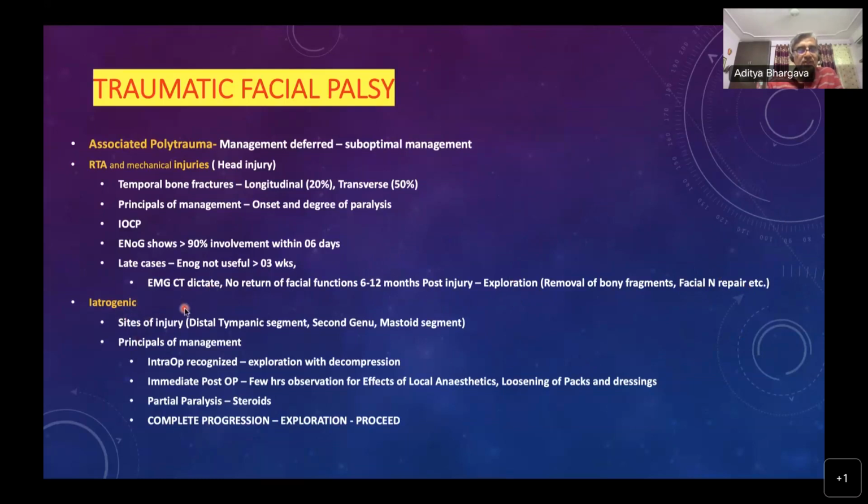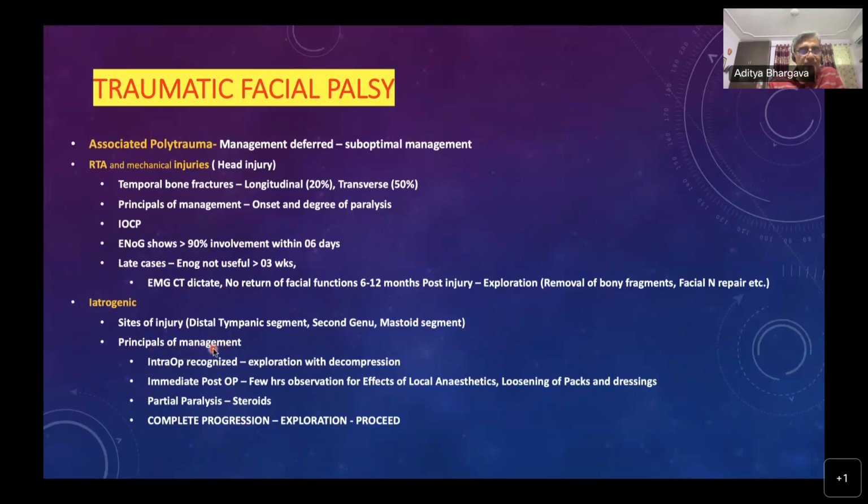Iatrogenic facial nerve paralysis. Suppose we are operating for modified radical mastoidectomy or any other ear surgery, and we find that the facial nerve gets injured or there is a paralysis. Then what are the sites of injury? The distal tympanic segment, that is the distal tympanic horizontal segment, the second genu, and the mastoid segment. These are the three segments which are very commonly affected by our surgical procedures.